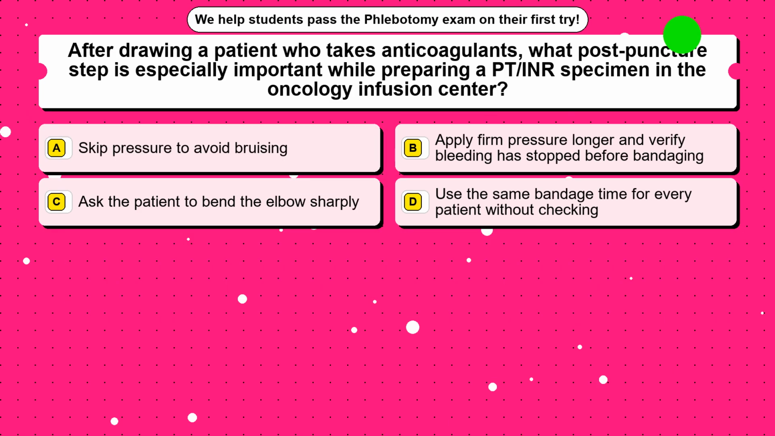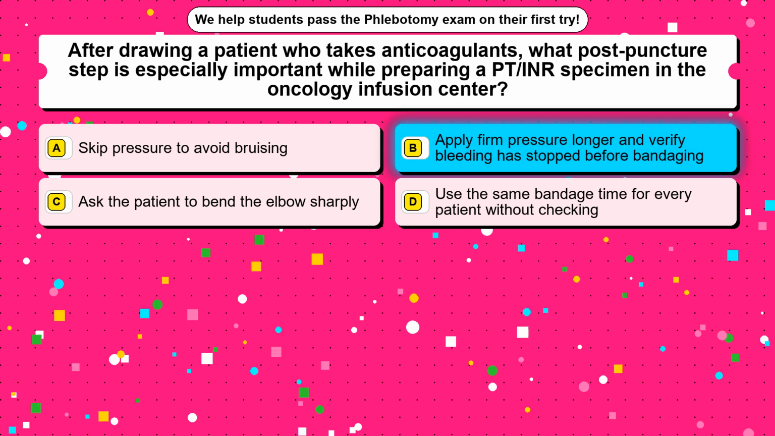Question 17. After drawing a patient who takes anticoagulants, what post-puncture step is especially important while preparing a PT/INR specimen in the Oncology Infusion Center? Option A. Skip pressure to avoid bruising. Option B. Apply firm pressure longer and verify bleeding has stopped before bandaging. Option C. Ask the patient to bend the elbow sharply. Option D. Use the same bandage time for every patient without checking.